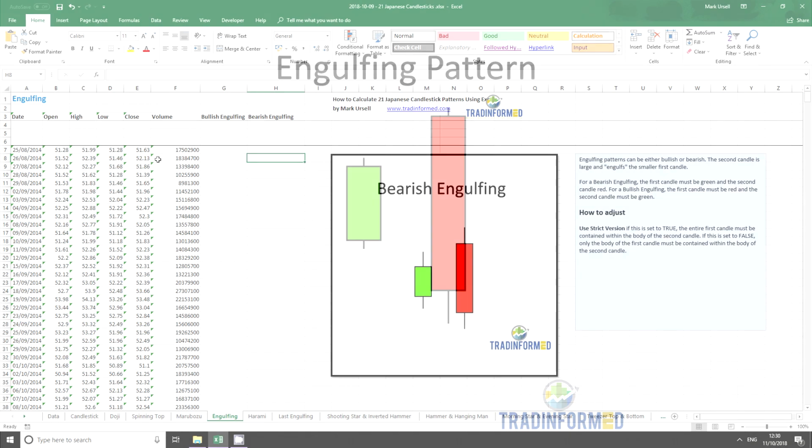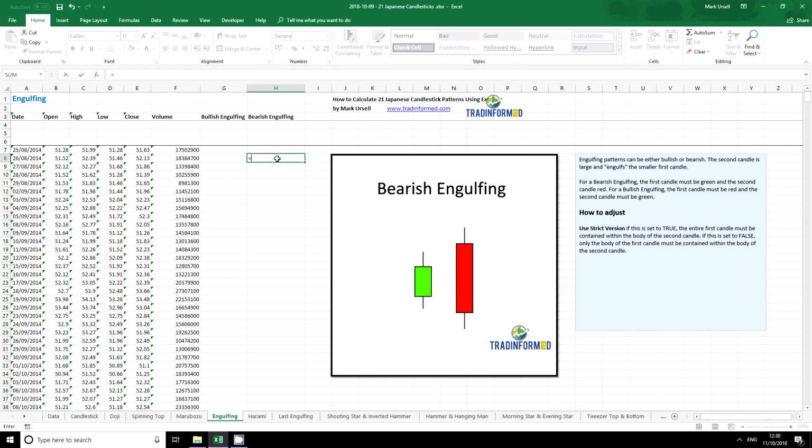To calculate the engulfing pattern, we're going to start with our equals, if, and statement. The first thing I want to be sure of is that our first candle is green, and then that our second candle is red. So what that means is our first candle, the close, is greater than the open, and our second candle, the close, is lower than the open.